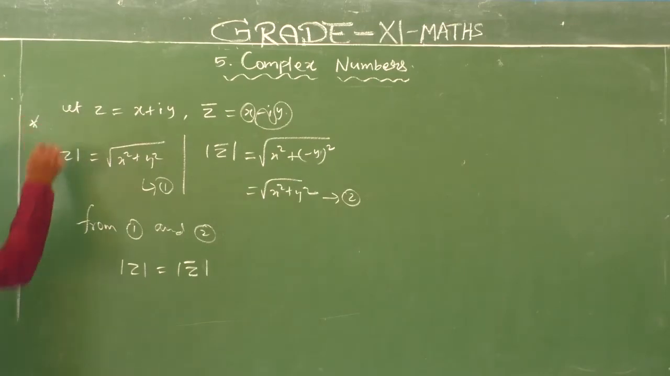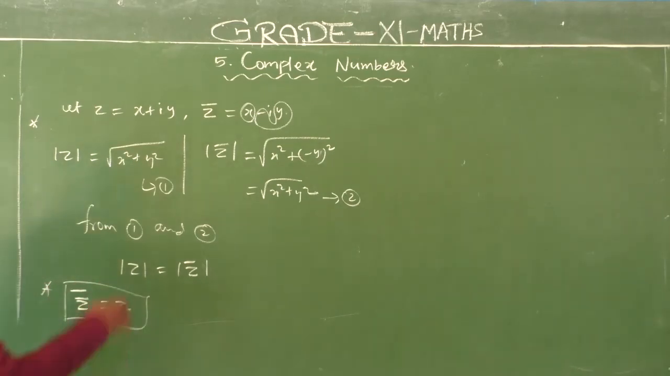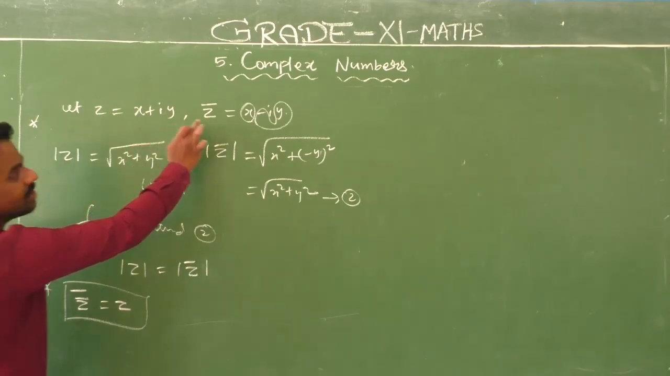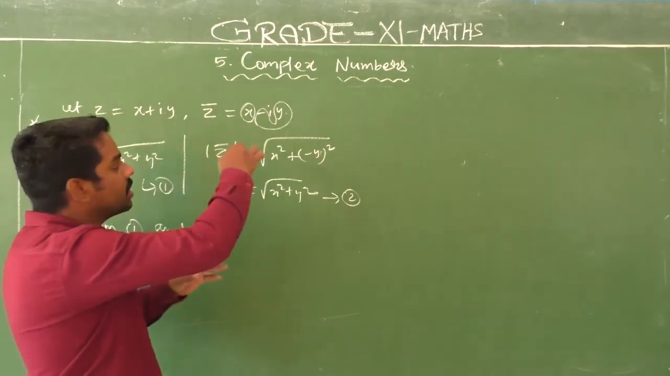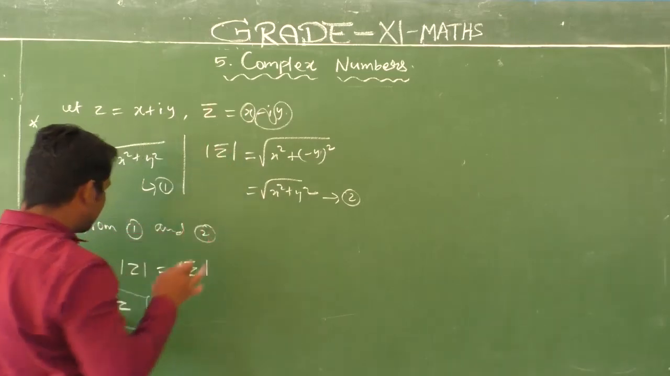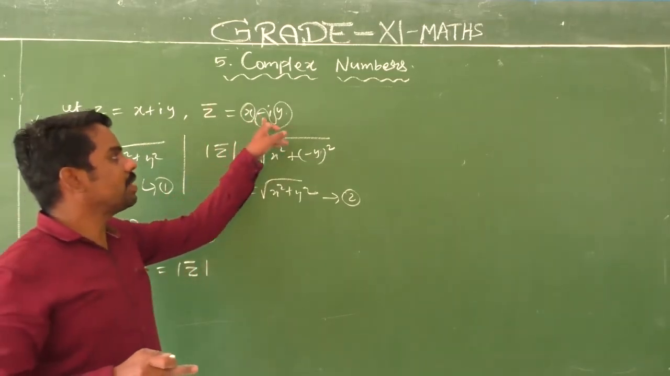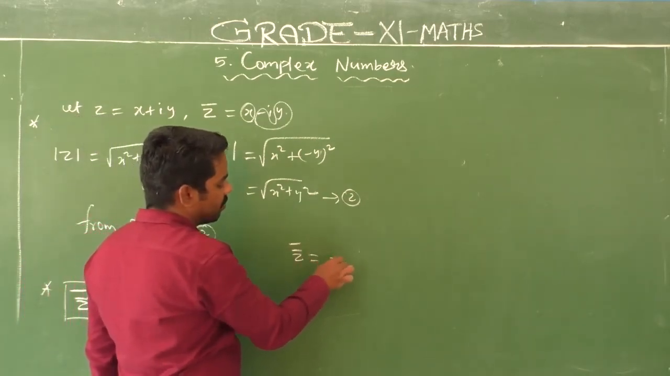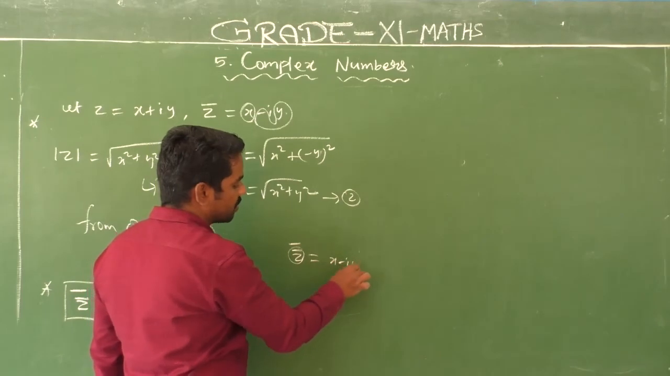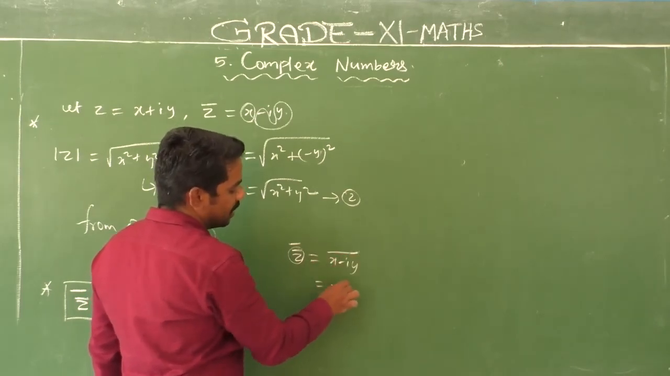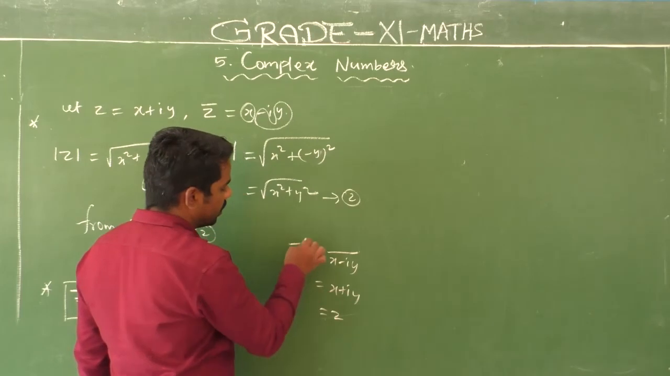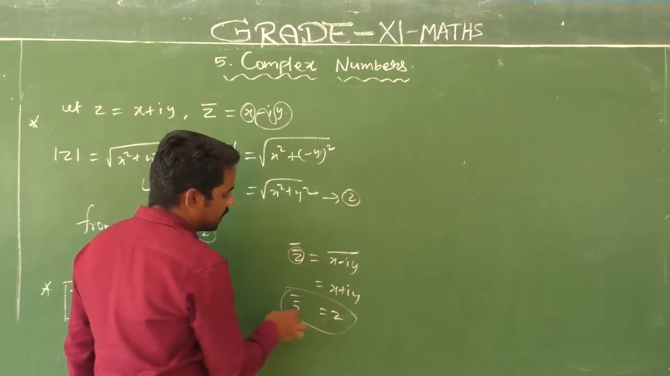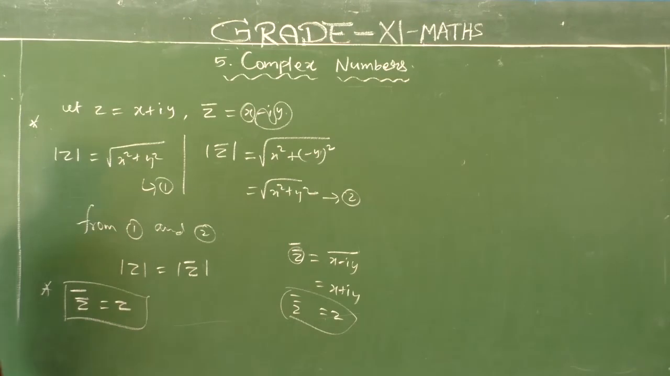Now another property, z bar the whole bar is equal to z. That is, z is x plus iy, then z bar is x minus iy. Again the conjugate of this complex number z bar is z bar the whole bar. That is x minus iy with the whole bar, which is written as x plus iy, equal to z. So z bar the whole bar is written as z. Another property. Okay, right.